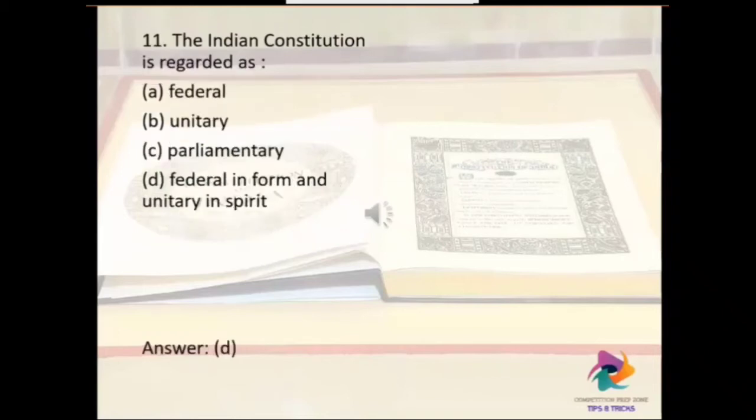Now let's look at question number 11. The Indian Constitution is regarded as A. Federal, B. Unitary, C. Parliamentary, D. Federal in form and unitary in spirit. And the correct option is D. That is, the Indian Constitution is federal in form and unitary in spirit.